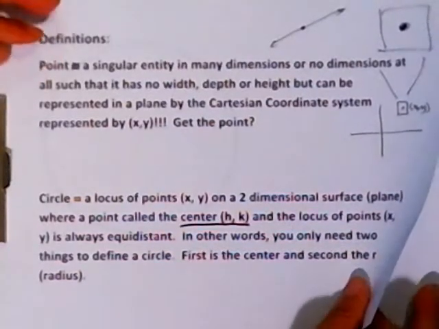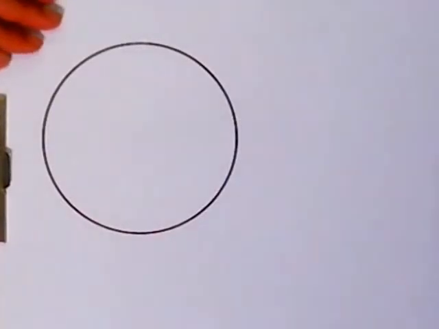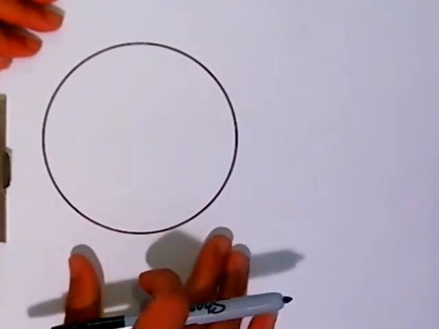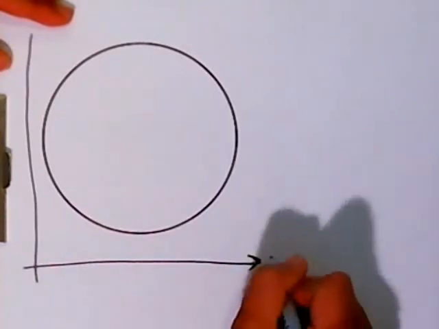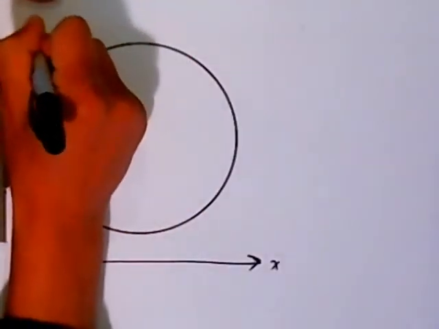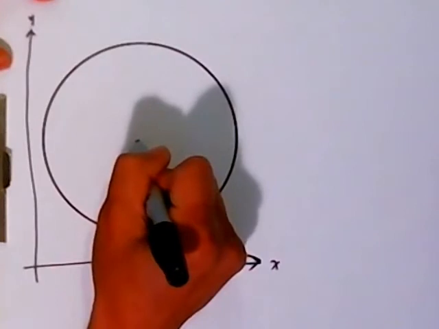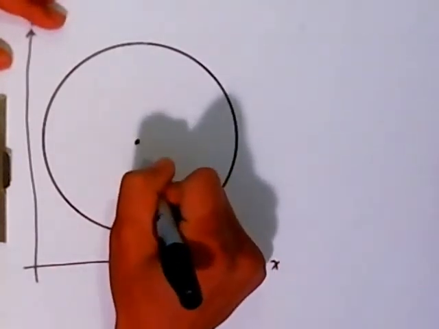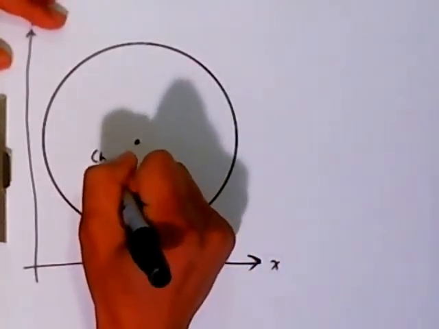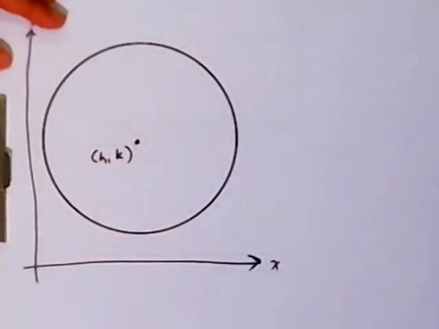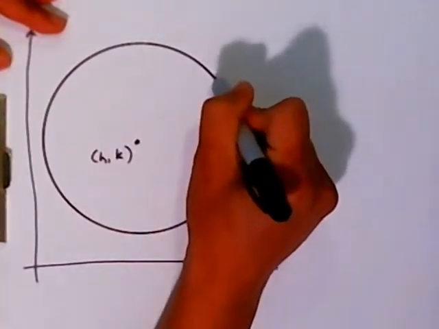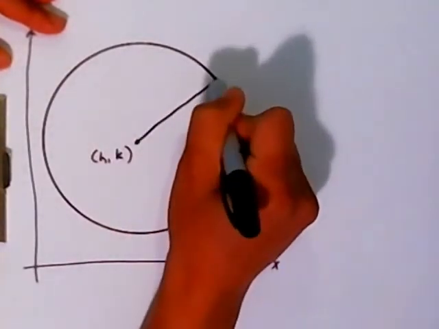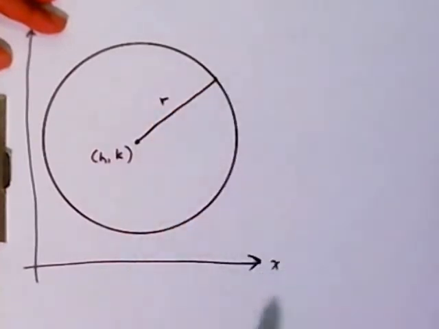Okay. So let's look at a circle. Everybody knows what a circle is. And let's try to create the equation of a circle. You can draw it this way. Here's your x-axis, here's your y-axis. We're going to call this, of course, by the definition, h, k, located right there. And it's going to be a locus of points that are equidistant. From here to here, we call that the radius r.